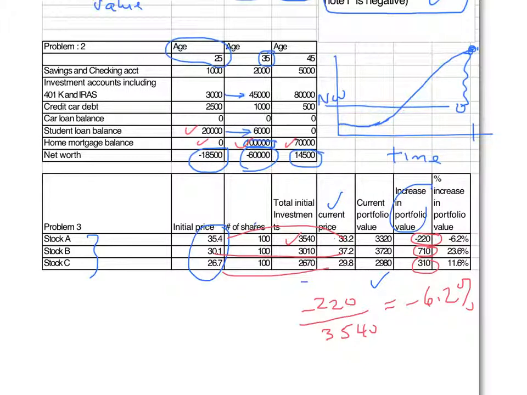And similarly, for another one, I would take 710, which is the money it is up today, compared to what we invested, which was 3010, and we would get 23.6%. So that's the number, and that's how you would do it.